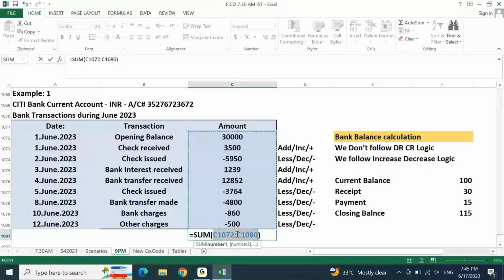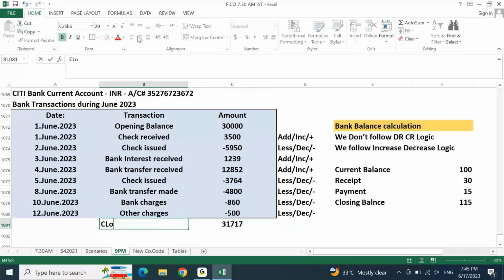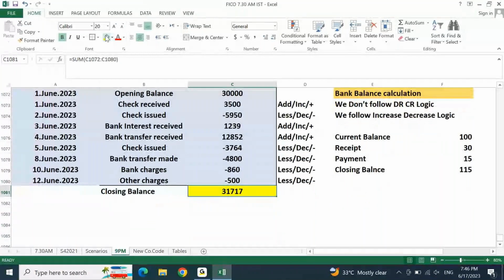Simply do a total. Whatever the amount you get is called the closing balance. You don't need to do anything. Whatever you do, this is called your closing balance. Correct? Is your closing balance positive or negative? Positive. Your closing balance is positive.